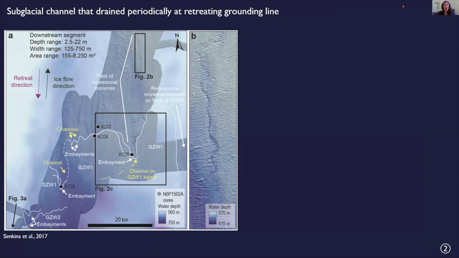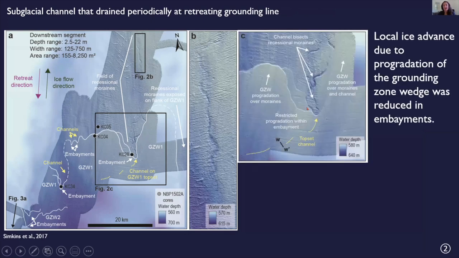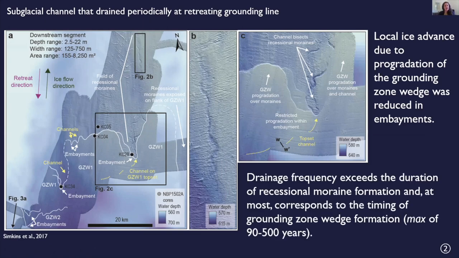And this is an example from the Ross Sea, where we can see a big grounding zone wedge that actually re-advanced over former smaller ice marginal landforms. And we can see channelization on the top of that grounding zone wedge leading into this embayment, as well as a relic, they're both relic, but even more relic, expression of channelized drainage. And what we see is that progradation of this grounding zone wedge is limited where there is channelized drainage at the grounding line. We can also think about, based on the relationship between the channel and ice marginal landforms, the drainage frequency. And so here we use the largest grounding zone wedge that's bisected by the channel.